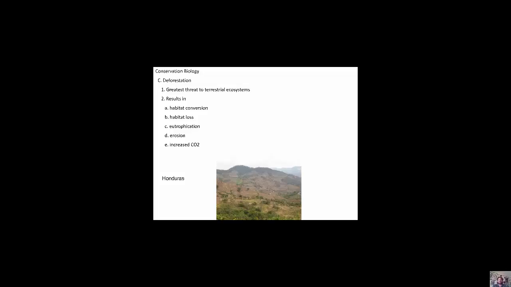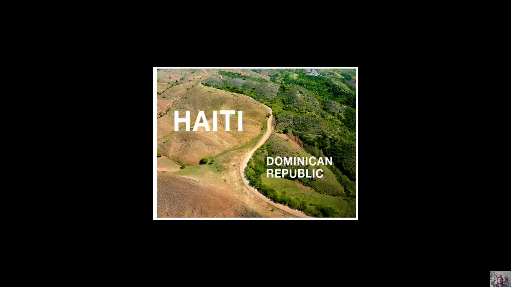Yeah, humans suck. This is a picture of the border between Haiti and the Dominican Republic. The Dominican Republic actually has laws in place in order to limit logging and try and preserve tropical forests. Whereas Haiti basically allows wholesale logging of its forests, so there's wholesale amounts of deforestation.